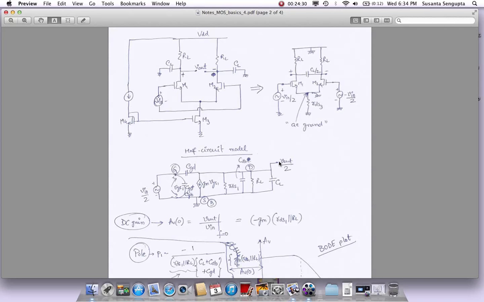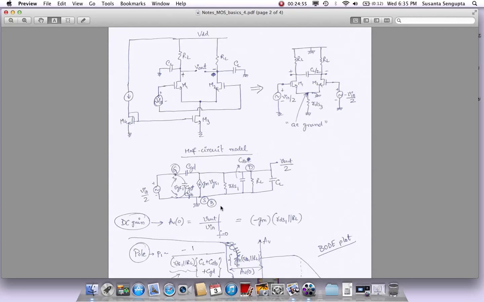And what does this output become now? Output becomes Vout by 2. Why? Because Vout is the differential output. Vin was the differential input. The way we broke the input, similarly you can break the output into two parts, and it will show you as Vout by 2 as what becomes the output. So this now has become a simple model for us to actually solve.